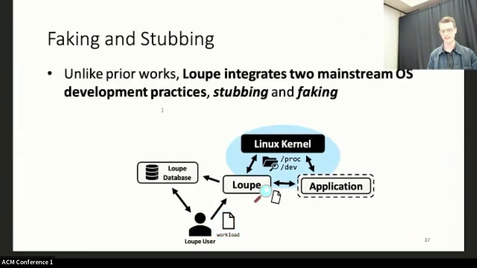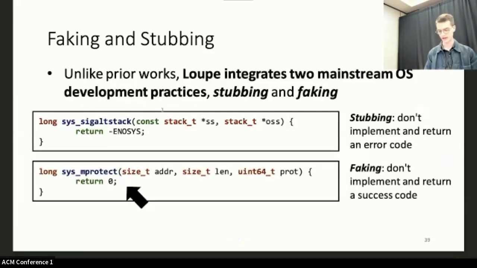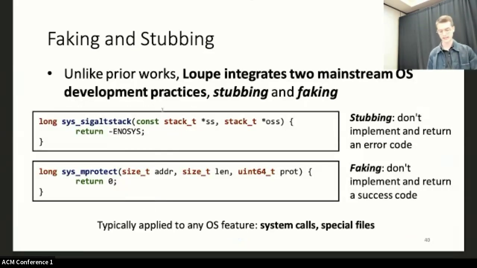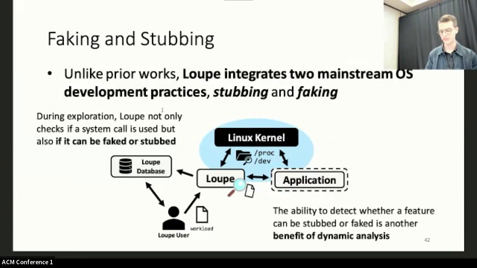Unlike prior attempts to analyze the compatibility needs of applications, Loupe integrates two mainstream OS development practices, faking and stubbing, which I mentioned earlier. Stubbing is the practice of not implementing a feature and returning an error code. Faking is similar, except you return the success code. Both practices can be applied to any OS feature. They're very popular. To our experience, most OS projects do it at some point in their development. So during exploration, Loupe not only checks if a system call is used, but also if it can be faked or stubbed. And the ability to do that, again, is an advantage of dynamic analysis.